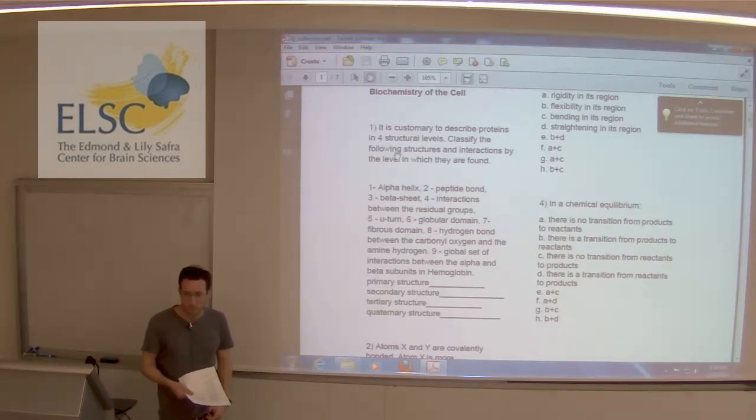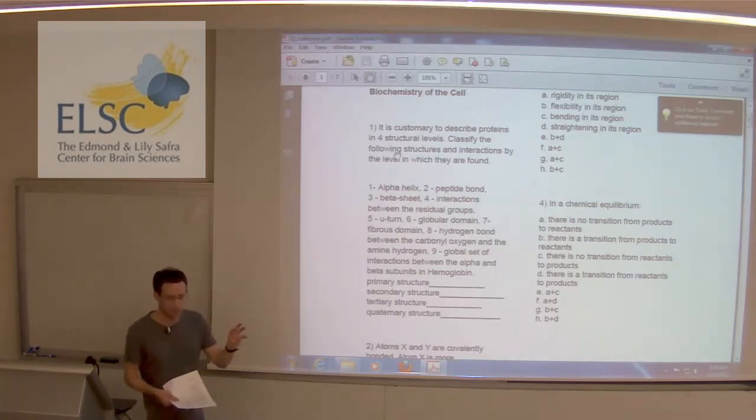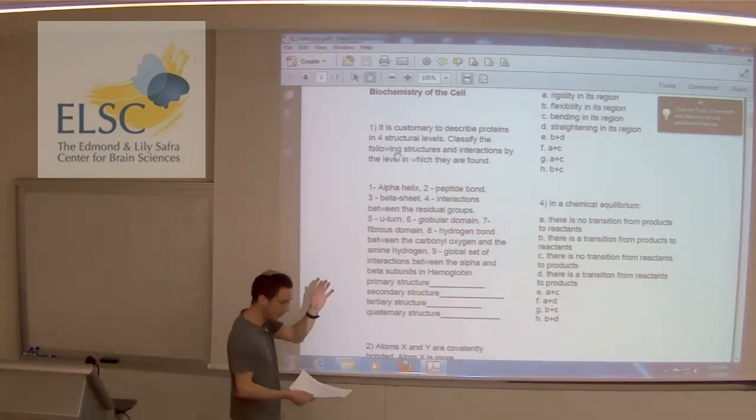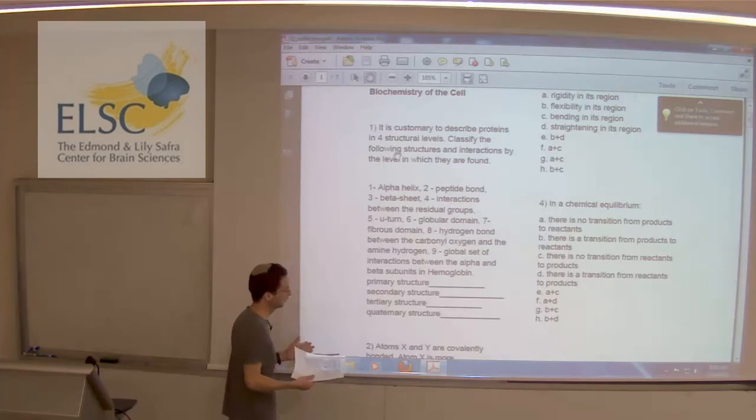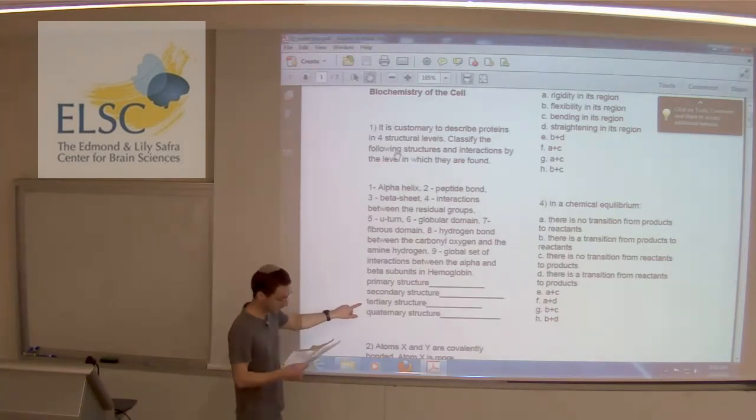So one alpha helix may be connected to another alpha helix. That's a tertiary structure. Per se, we say that an alpha helix is a secondary structure. Is anything more up level than this one, or more complicated? Okay. So tertiary structure, we said already.